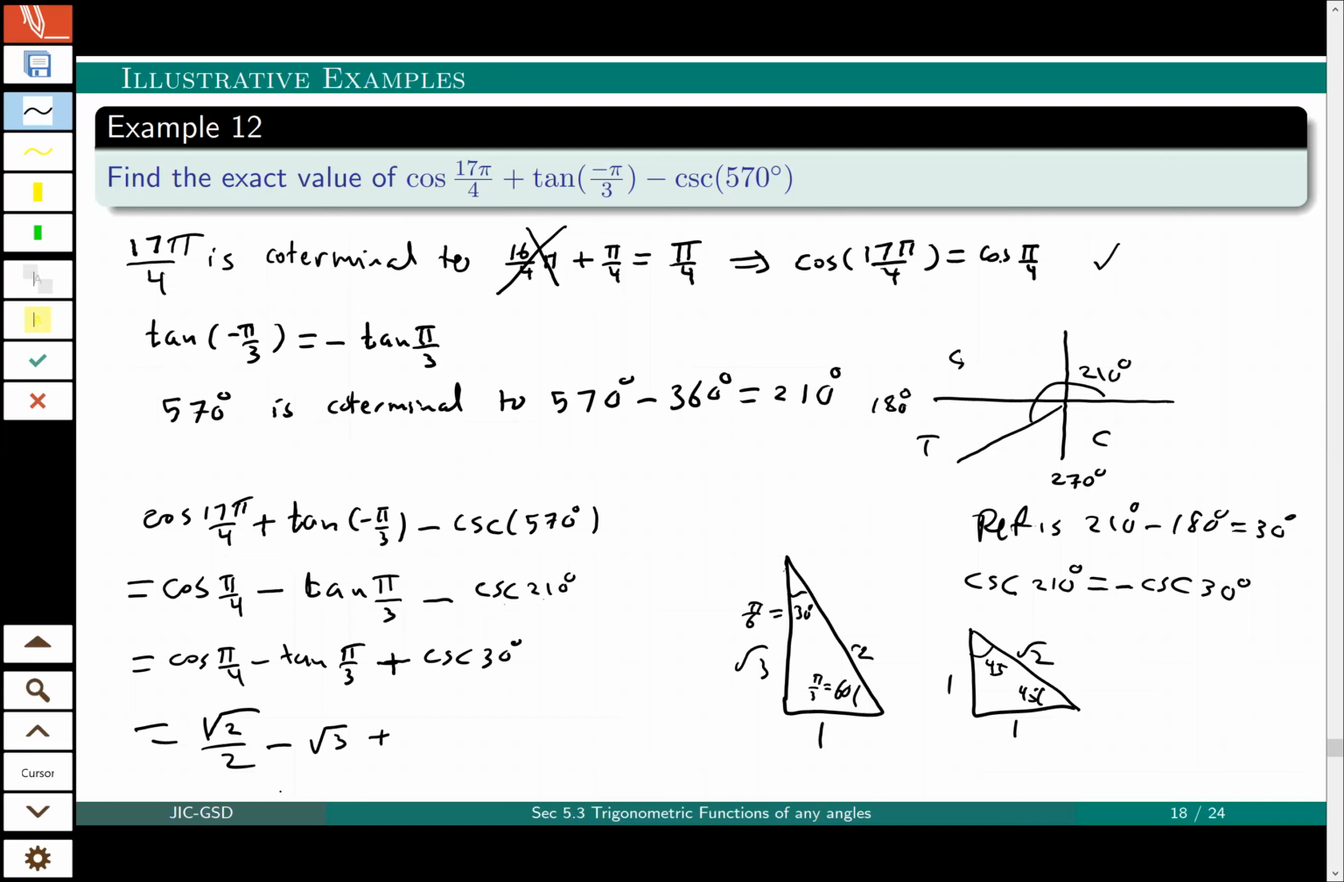Cosecant is the opposite of sine. So sine 30 is 1/2, so the reciprocal is 2. If we want to add this in simplified form, the common denominator will be 2. So that will be root 2 minus, if we multiply here by 2 and 2, it will be 2 root 3. And that will be plus 4.